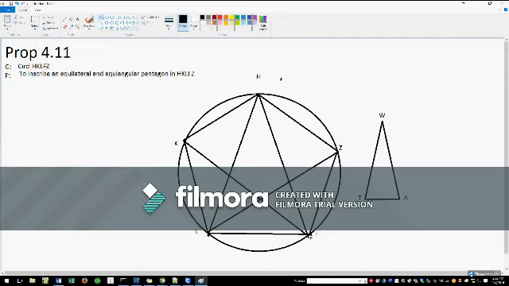Therefore, the pentagon is equiangular, but it was also proved equilateral. Therefore, in a given circle, a pentagon that is equiangular and equilateral has been inscribed.